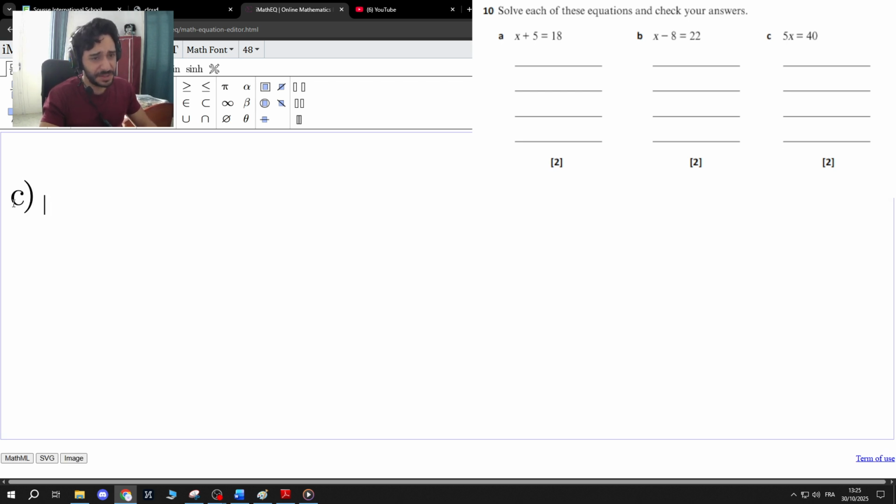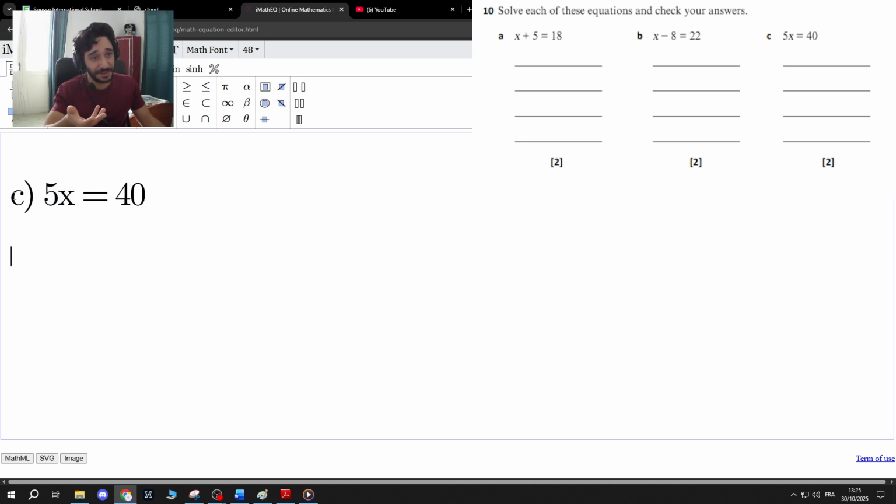C is a bit different because right now we're not dealing with an addition or a subtraction. We're dealing with a multiplication. Now I'll allow you some time to find where that multiplication is and try to think of all the algebra rules that we already discussed and discovered together. 5x, is it 5x or is it 5 multiplied by x? It is 5 multiplied by x.